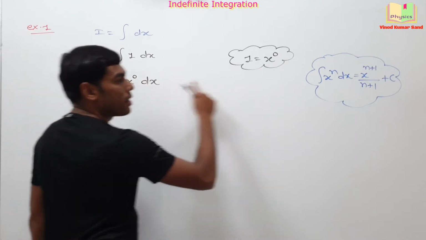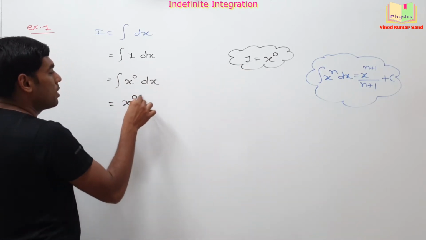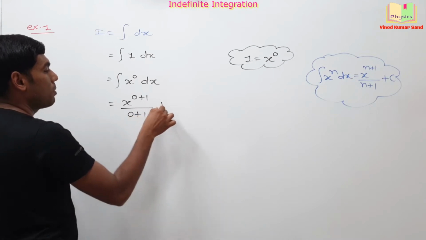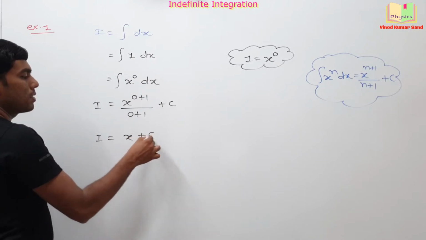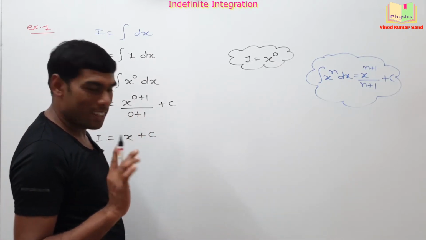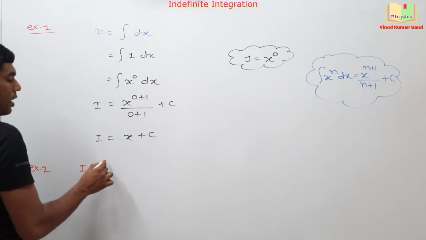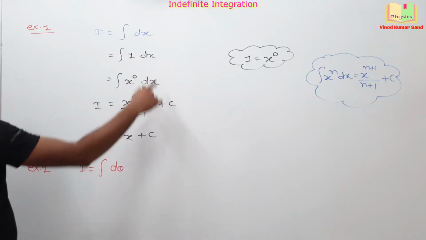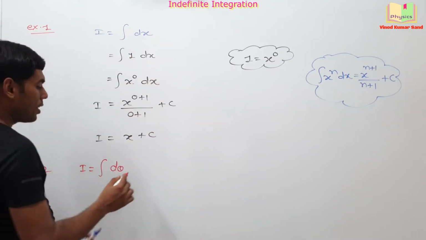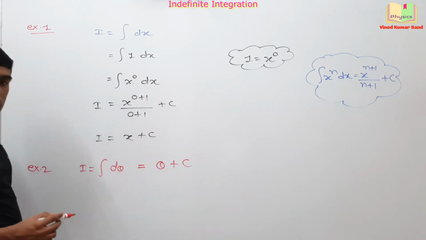Comparing with x to power n, the answer will be equal to what? x to power 0 plus 1 divided by 0 plus 1 plus c. And this can be simply written as x plus c. I hope you get it. Now, the same illustration can be asked in a different manner. Example number 2. Suppose someone asks you integration d theta. Then can you tell the answer comparing with this? It's pretty simple. You can easily tell that the answer will be equal to theta plus some constant c.